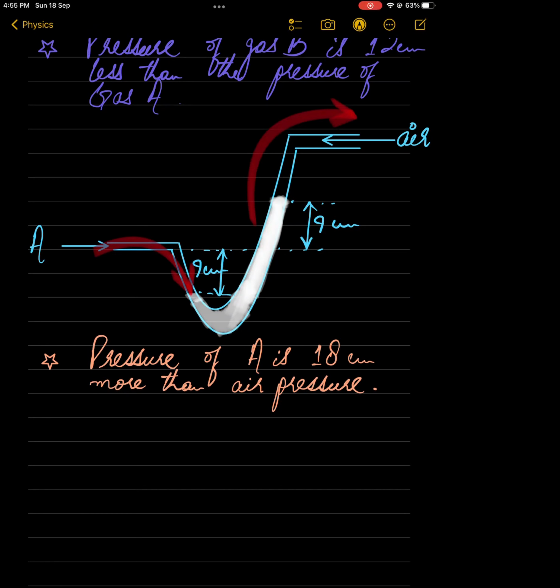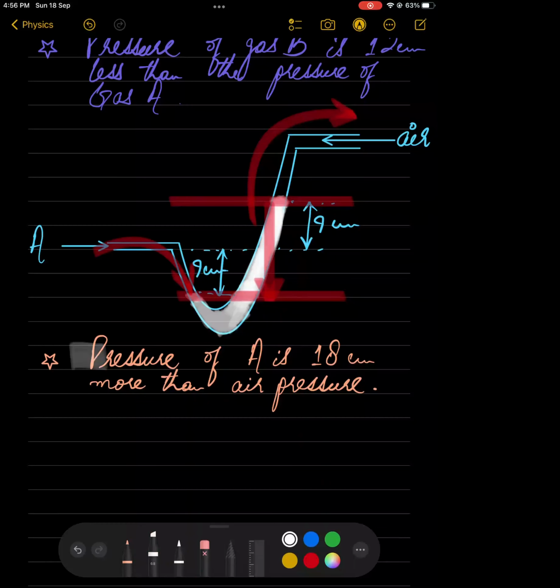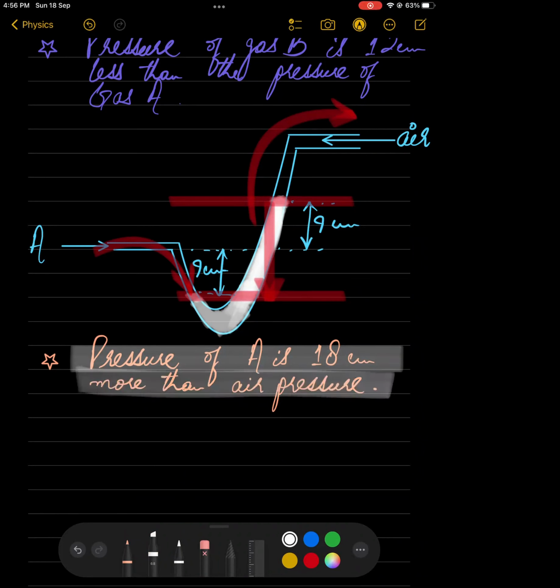Now, in terms of height, if we have to define it, we will see what the difference in height is. The total difference in height turns out to be 18 centimeter. They wrote 9 broken up so that we could be a bit confused. So we will consider the total height, which is 18 centimeter in this case, and sort it out and we will get the final height. Now I have defined it in terms of height over here, and we can say that pressure of A is 18 centimeter more than air pressure.